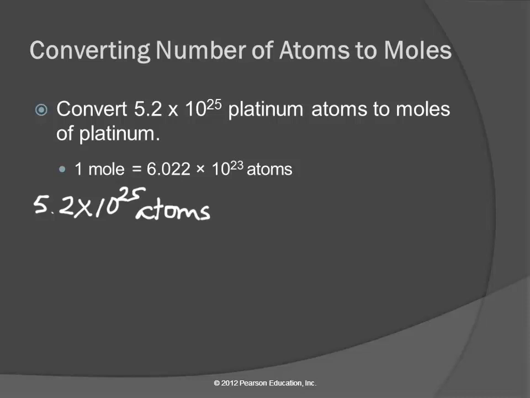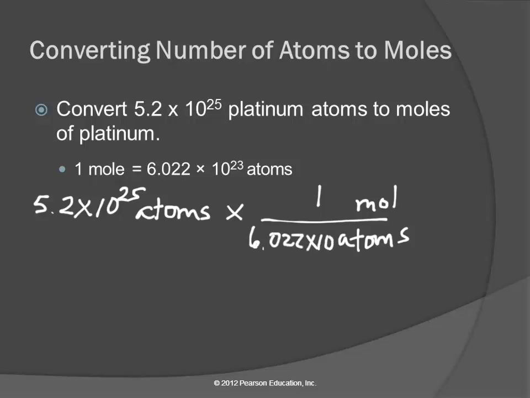You just really need to write your units on everything. Times, atoms go on the bottom, and moles go on the top. 1 mole is Avogadro's number of atoms. It's really small. So we've got 5.2 EE25 divided by 6.022 EE23.